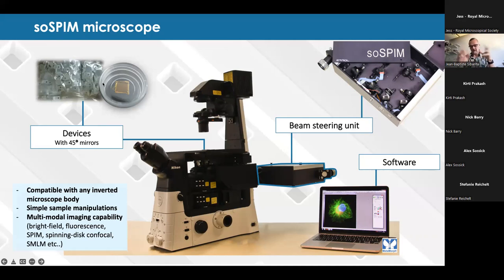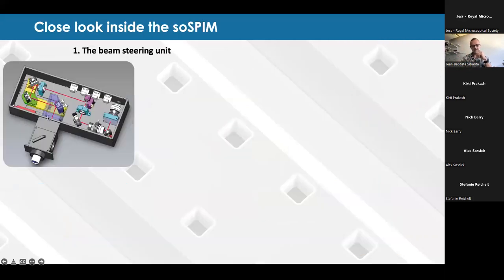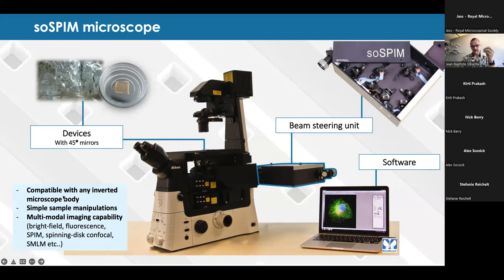So in general, to give a bit of a summary of the interesting features, the fact that it is compatible with an inverted microscope makes things very easy. The access to the sample is really simplified, so it is no more complicated than any other microscope. And it's not dedicated to the light sheet only, you can also combine it with bright field and fluorescence. There are several configurations where you can also have a spinning disk attached to it, you can share the lasers, and you can do single molecule localization microscopy as well, which is what I will show you, and so on and so forth. So it's really not a dedicated system, it's an additional modality to your microscope.